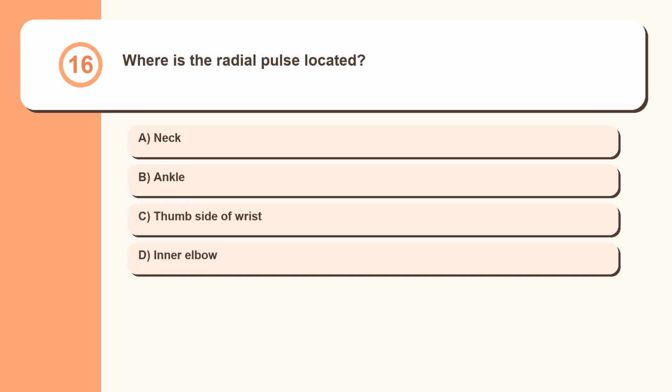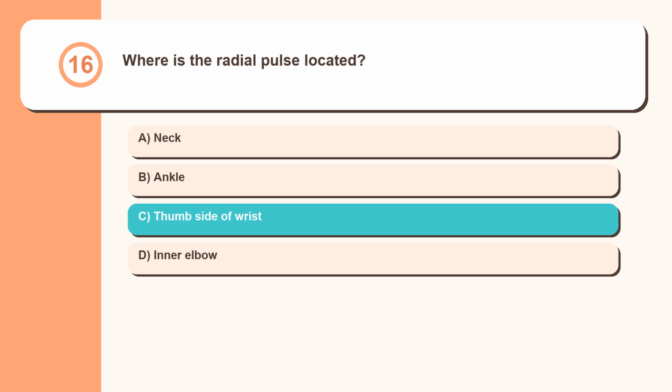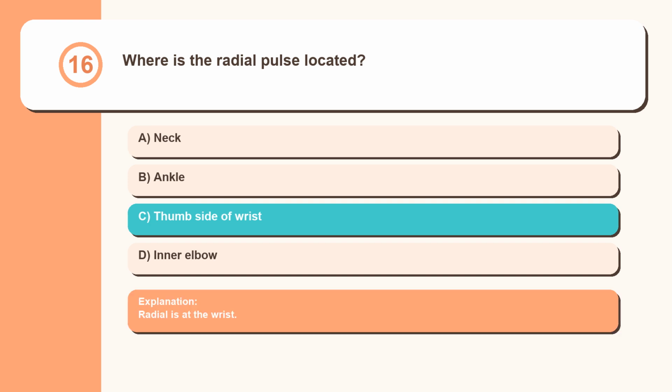Question 16. Where is the radial pulse located? Neck, ankle, thumb side of wrist, or inner elbow. Radial is at the wrist.